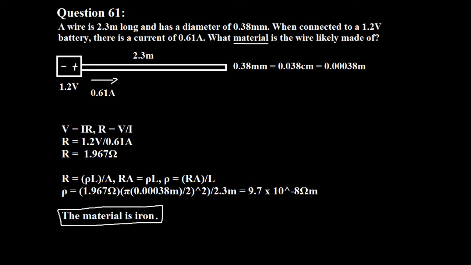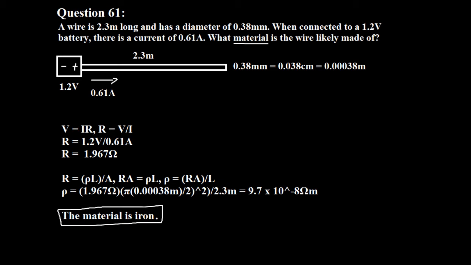For this question, we need the material. We use Ohm's law once again, which is voltage equals current times resistance. Rewriting gives us resistance equals voltage divided by current. Plugging in the values, we have resistance equals 1.2 volts divided by 0.61 amperes, which gives us an answer of resistance equals 1.967 ohms. The next equation we'll be using is resistance equals resistivity times length over cross-sectional area.